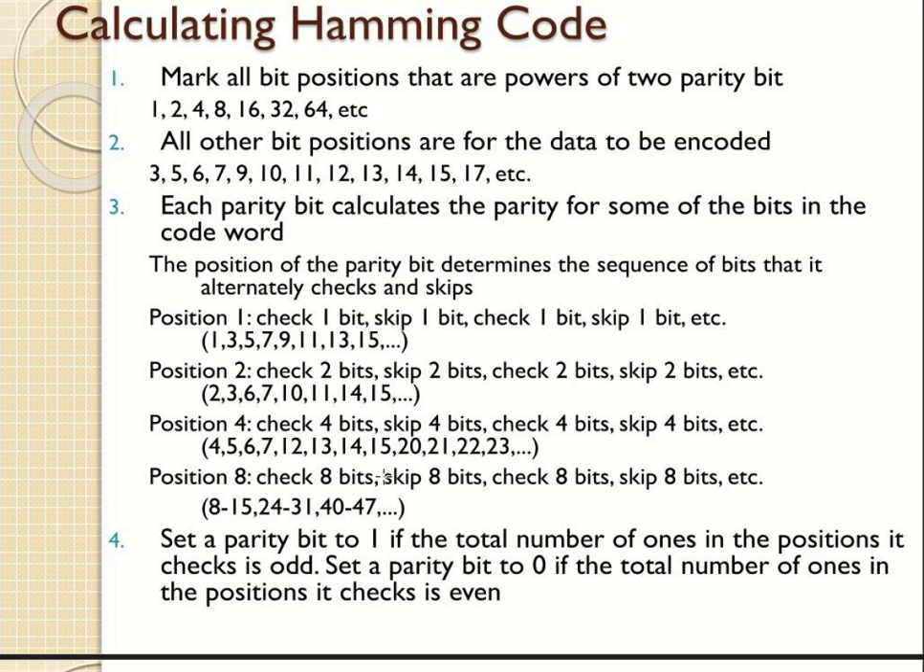Step number 3, each parity bit ensures even parity for a specific group of bits. For example, position 1 checks 1, 3, 5. The position 2 checks 2, 3, 6, and so on. If the total number of ones is odd, the parity bit is set to 1 to make it even. If it's already even, the parity bit is set to 0.